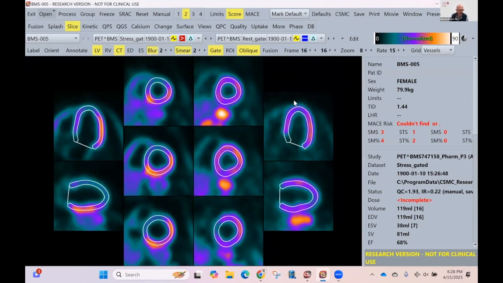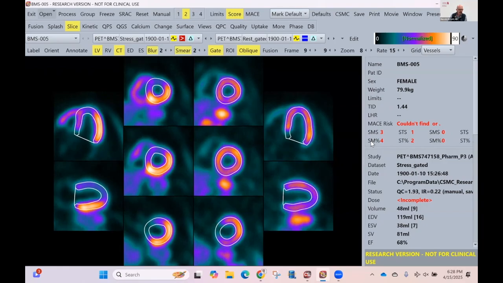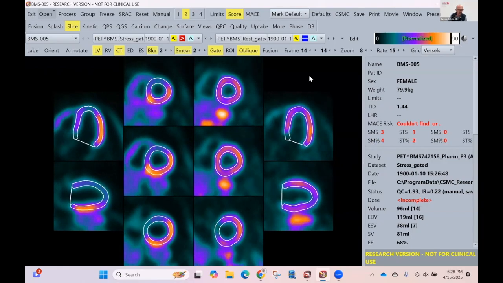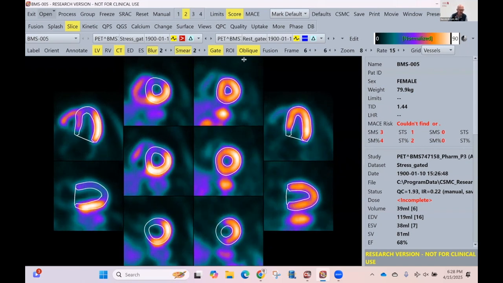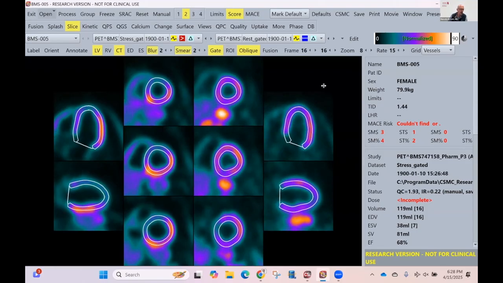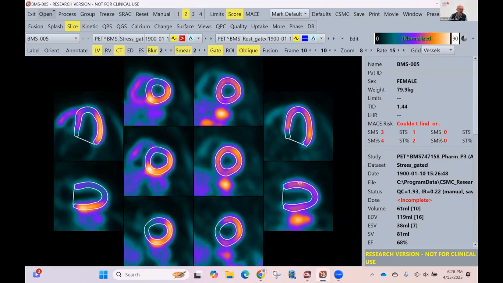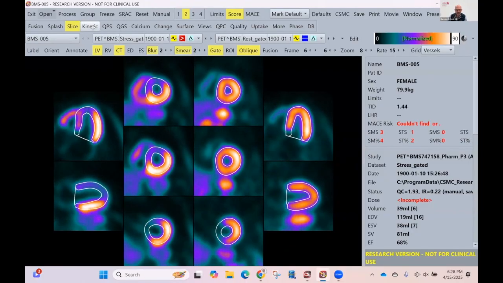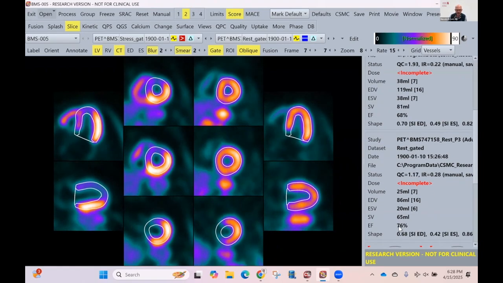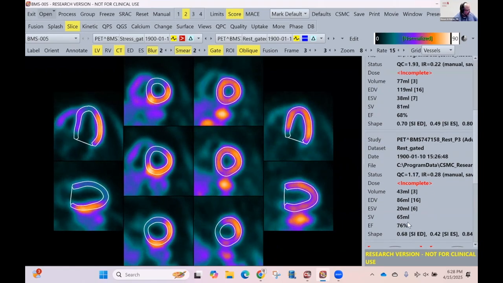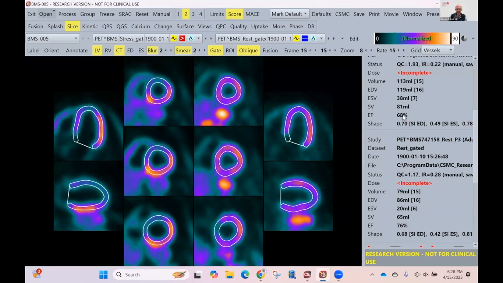On the gated study, one can see that there is obviously less thickening in the ischemic area. It's always hard to judge when you don't have many counts, but I don't know that there's a wall motion abnormality. It's just hard to see because of no counts. And then the ejection fraction. So where's the number? So I see a number 68%, but this is for what study? So the rest was 76%.